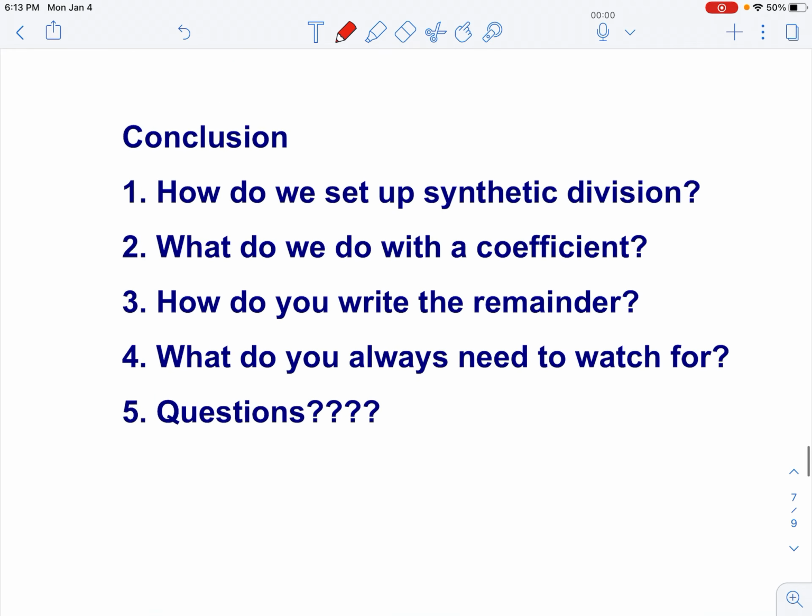All right, so make sure you go over how to set up the synthetic division, what we do with coefficients, how we write remainders, and you always need to watch for placeholders.